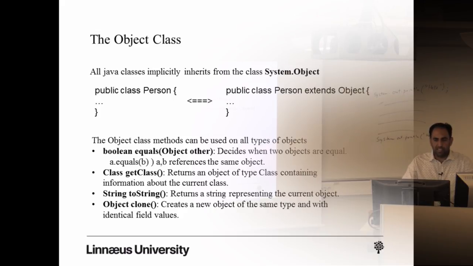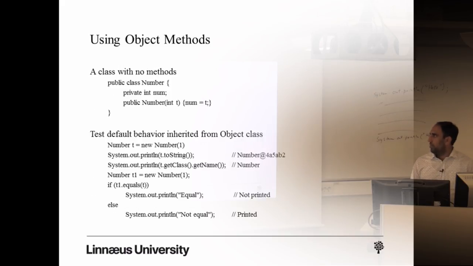Some of the useful methods provided by the Object class are equals, getClass, toString and clone. The equals method is used to compare the values of two objects, whether the values are equal or not. The getClass method is used to find out which class an object is a member of. The toString method returns the string representation of the data attributes of an object, and the clone method is used to create a new object with identical field values. And here is an example of how you can use the methods of the Object class.